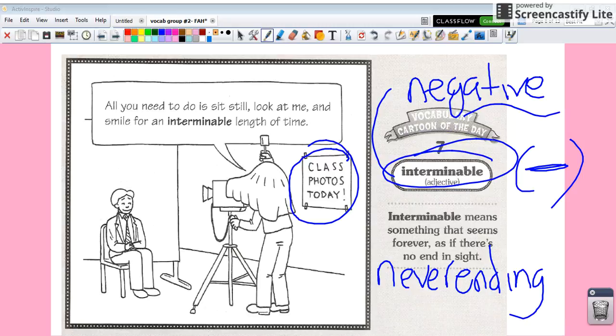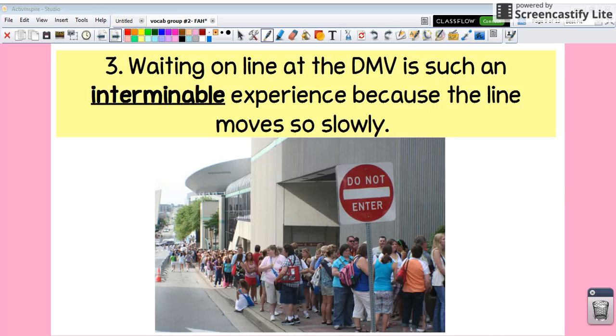So you would use it to describe things that you find to be just terrible. Like a boring class could seem interminable. Or like the next sentence, waiting in line at the DMV is such an interminable experience because the line moves so slowly. It's not something that you enjoy. It's something that makes time seem like it's slowing down to an inch.